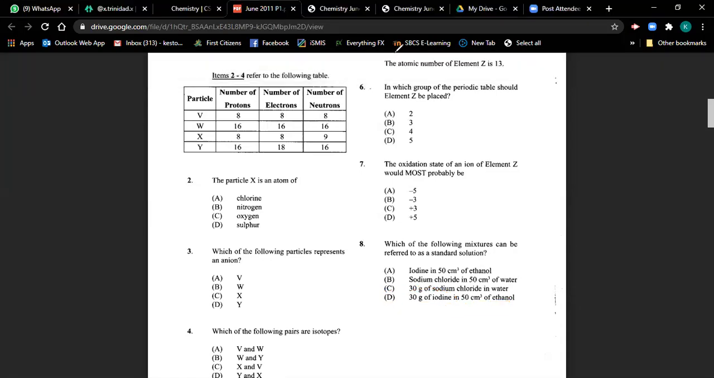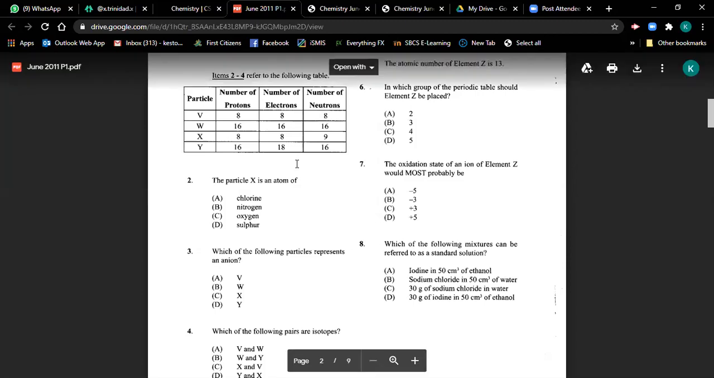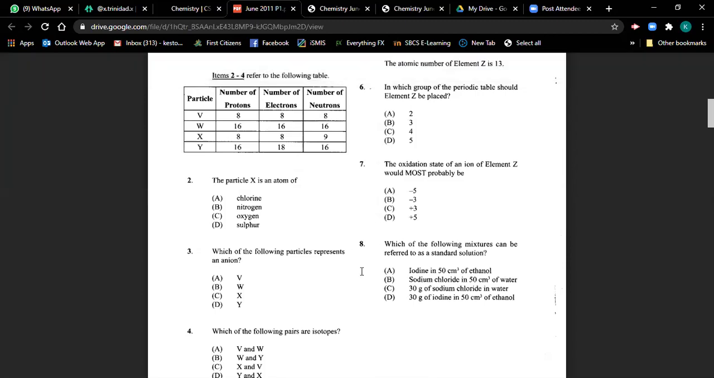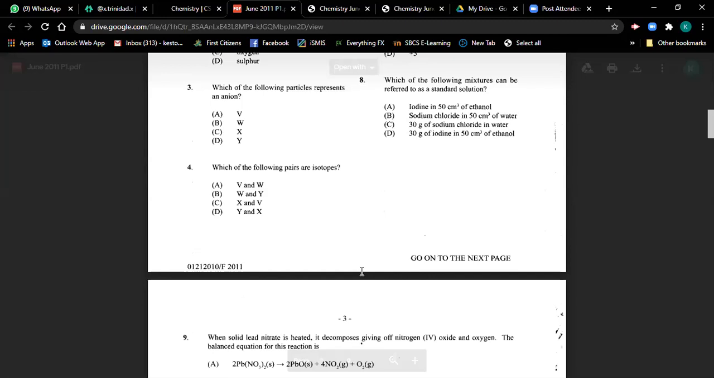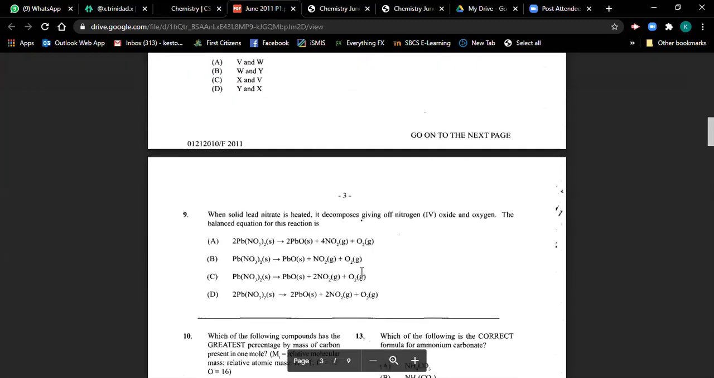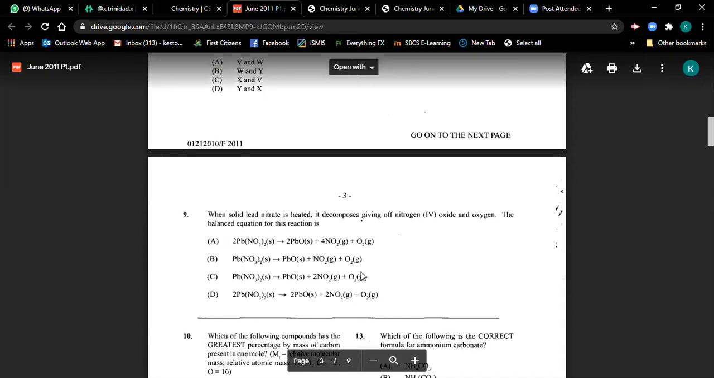9 now. We just saw this. When solid lead nitrate is heated, it decomposes, giving off nitrogen dioxide and oxygen. The balanced equation for this reaction is, I've only done this one recently, A.